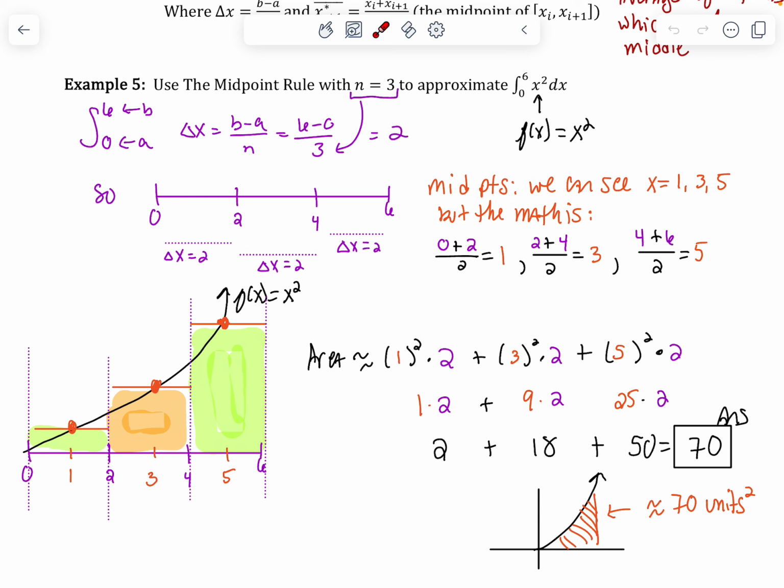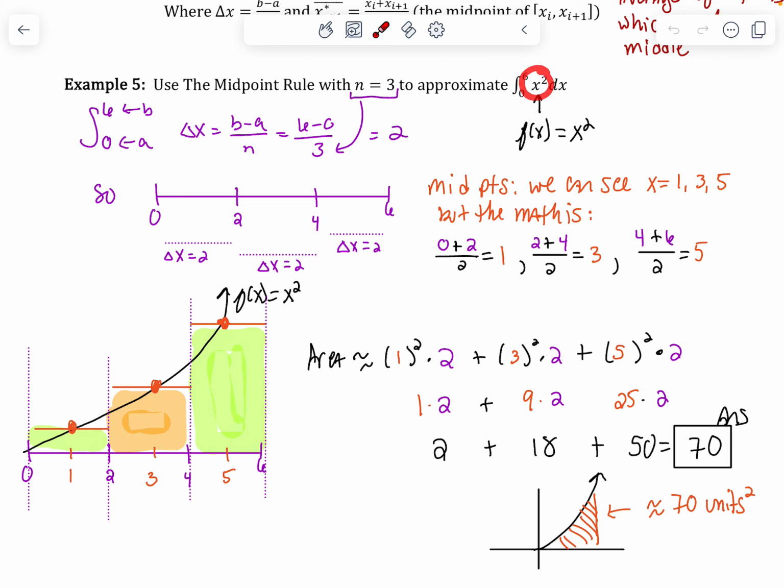Now, because it asks for the midpoint rule, I don't want to use 0, 2, 4, or 6. I need to find the midpoints. This one's pretty easy visually, 1, 3, and 5, but mathematically, if I had to find it, I'm going to take my start and ending points of the first column, divide by 2, and get 1 to be the midpoint. The next column uses the end of the first column, right? I'm going to add those two numbers, divide by 2, to get 3, which you can see in the middle. And then using the 4 for a second time, you can see that I get this midpoint of 5. So in case your problem's a little more complex.